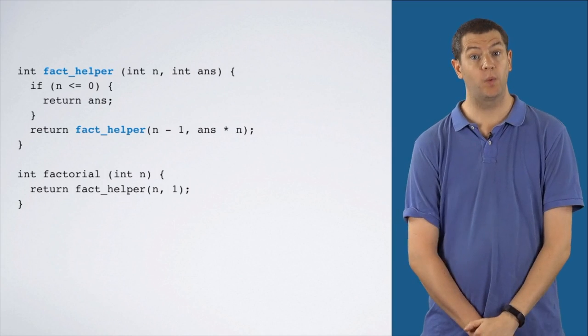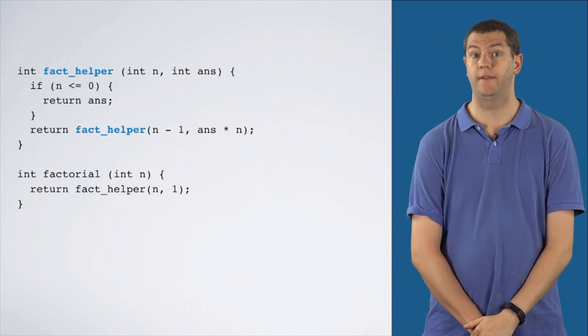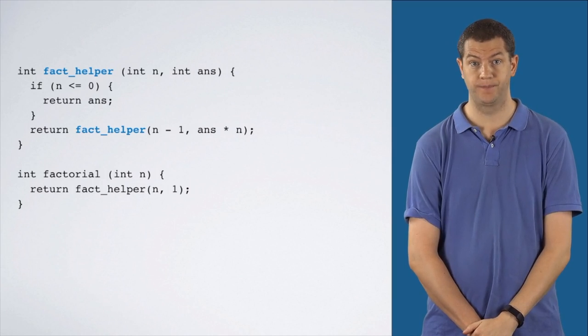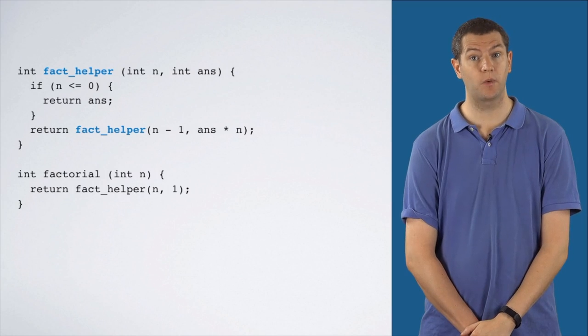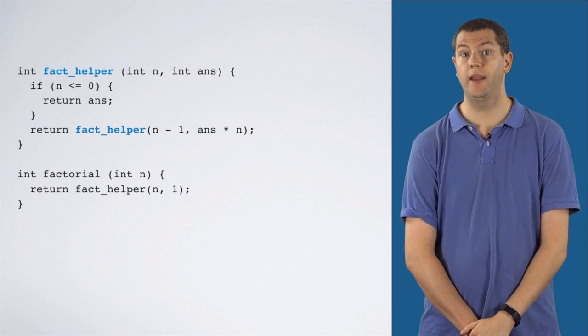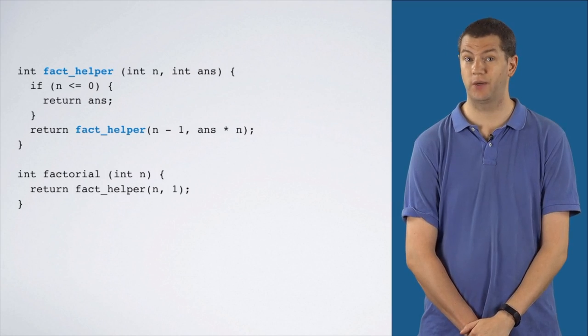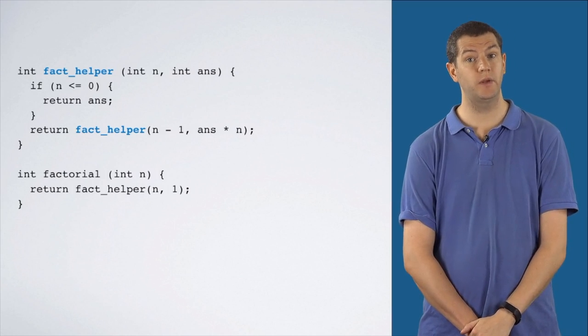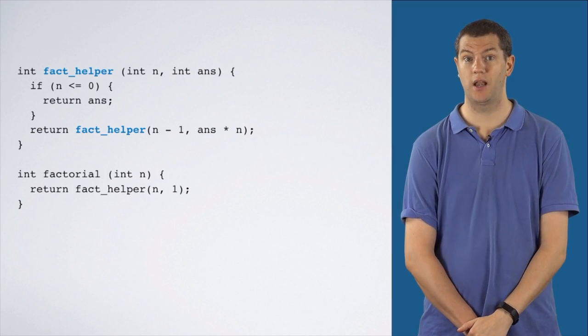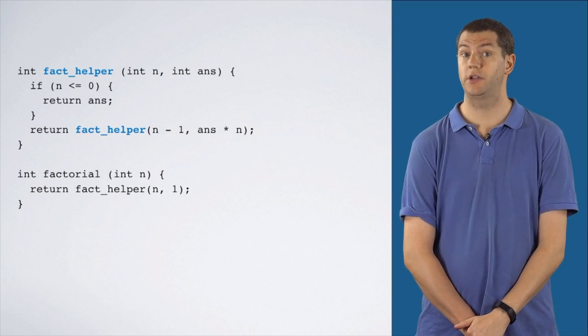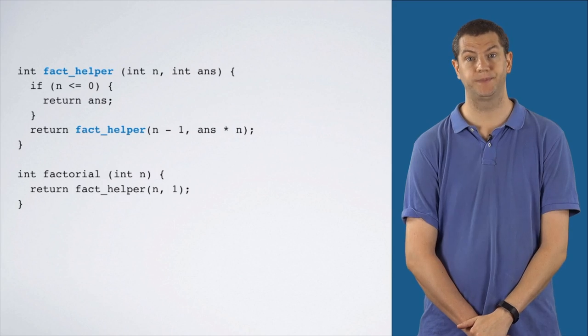In this video, we're going to trace through the execution of a tail recursive version of Factorial. The Factorial function has one parameter, in, which is the number we're computing the factorial of, and it returns an integer that is the factorial of that input. The difference between this version and the previous implementation is the helper function named factHelper, which has two parameters, an integer in and an integer answer.